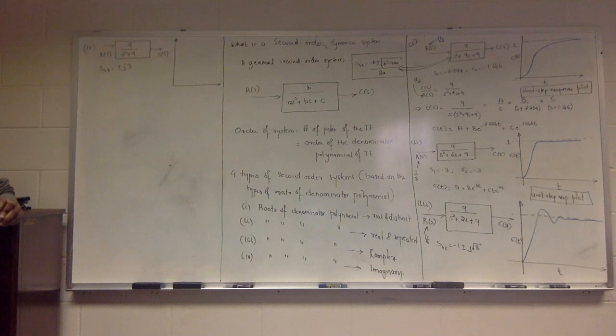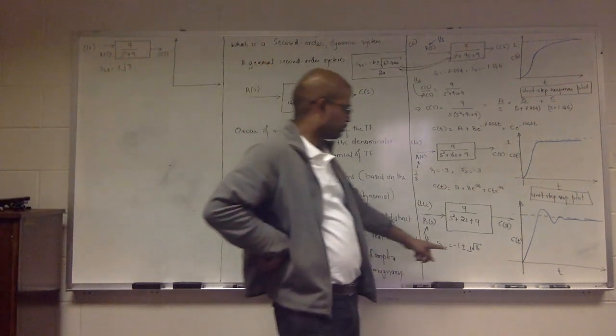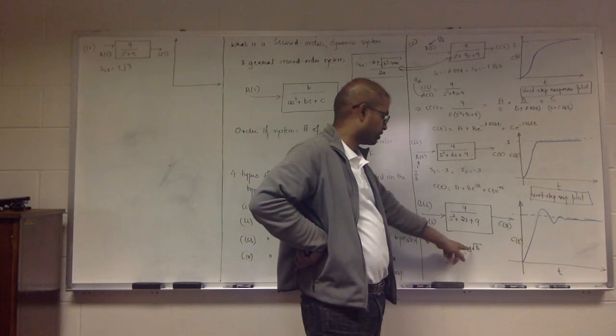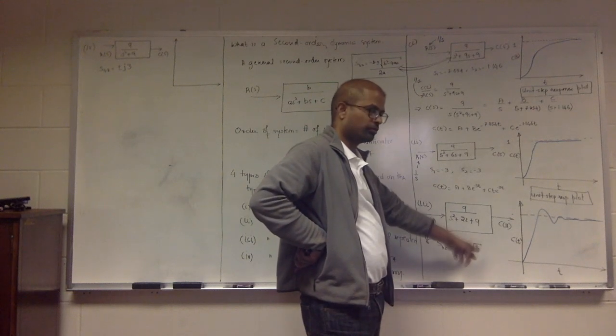can you have a complex root if it's a first order system? It'll be just real always, right? So it has to be at least a second order system to have complex or imaginary roots. Okay, and they'll always exist in pairs. You see, what are the pair here? The pair is -1 plus j root 8, -1 minus j root 8.